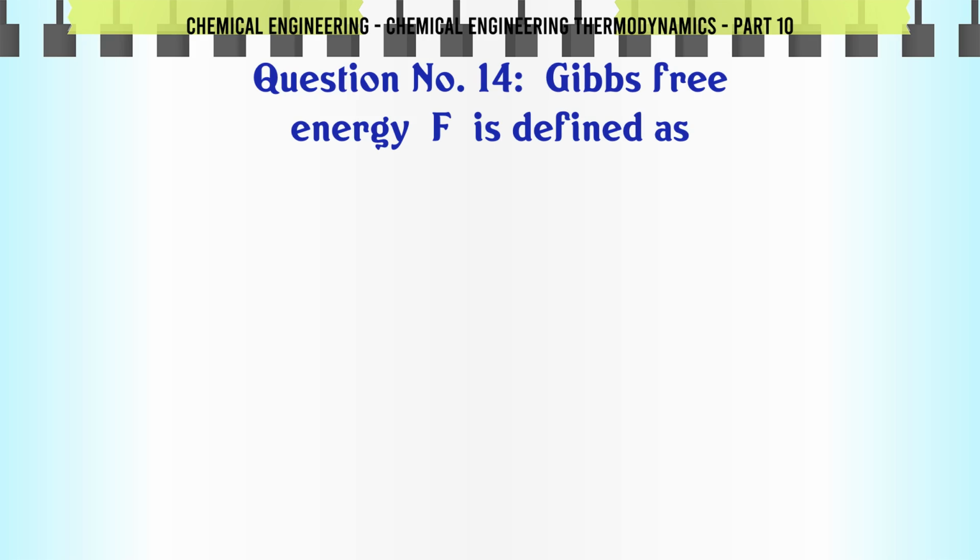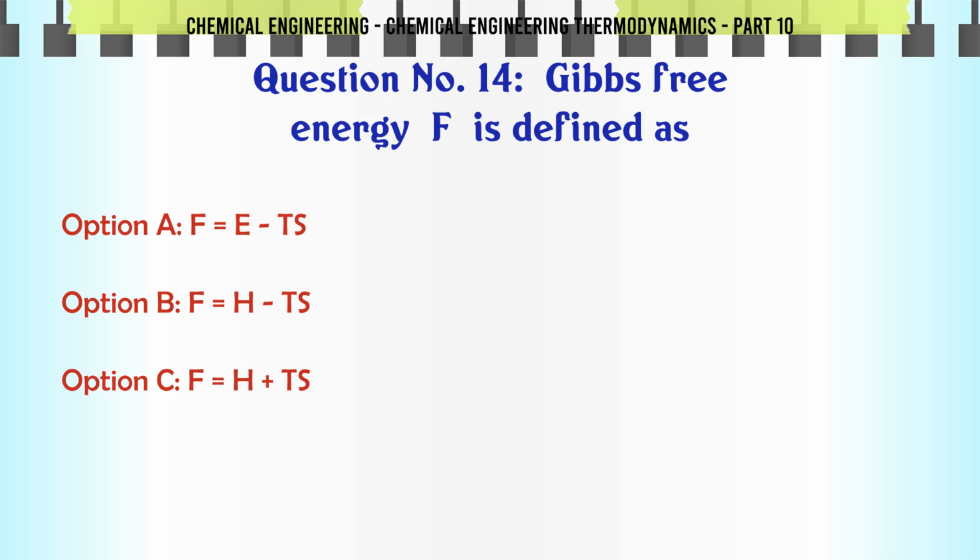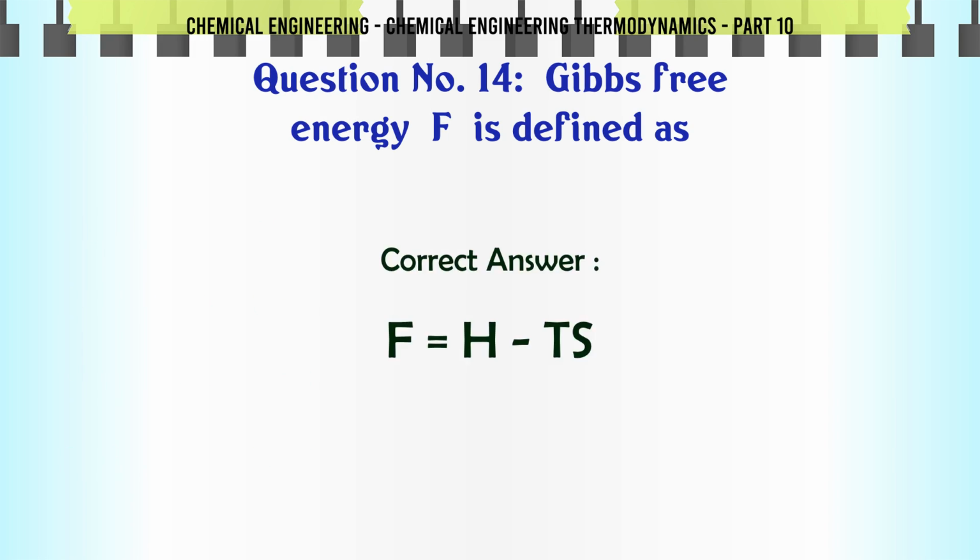Gibbs free energy F is defined as: A. F = E - TS. B. F = H - TS. C. F = H + TS. D. F = E + TS. The correct answer is F = H - TS.